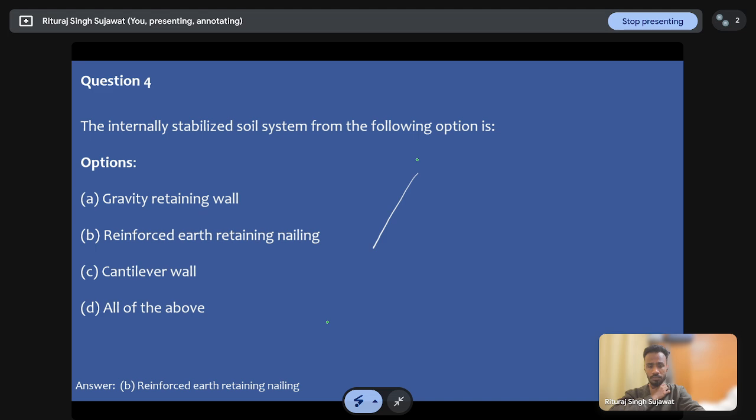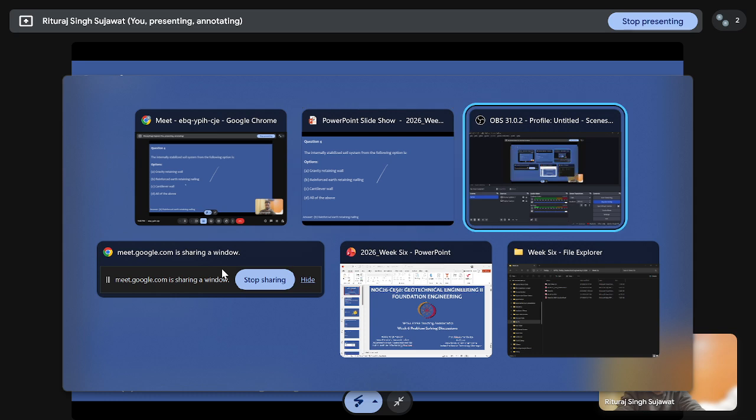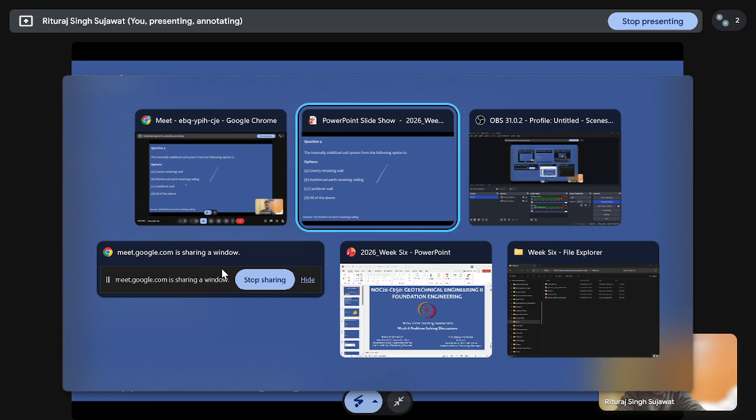and with the help of the internal friction between the soil and the nail, the overturning of the wall is restricted, and that prevents the movement of the soil behind it, and that's why we can say the reinforced retaining nailing basically prevents the movement of the soil. So yes, the correct answer is option B.